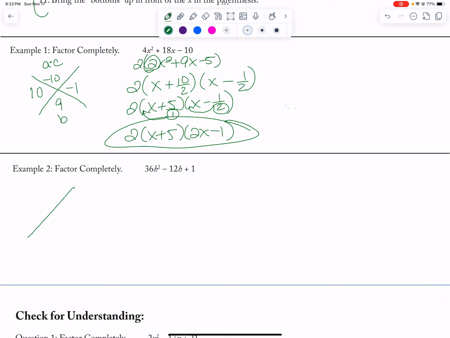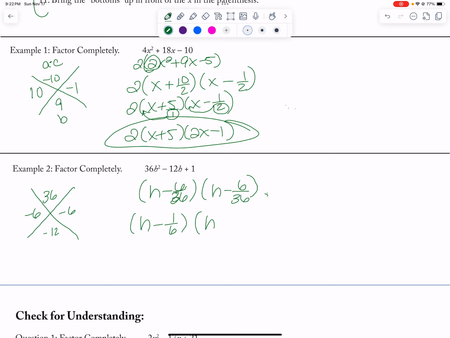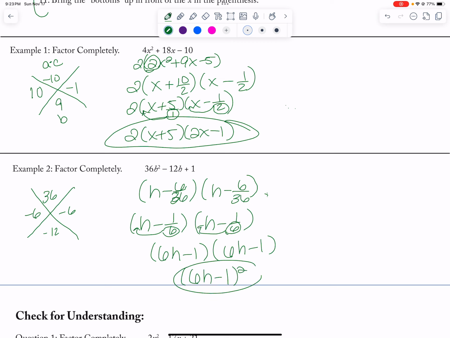Okay, so we do the same exact thing. 36 in the top and negative 12 in the bottom. So that's negative 6 and negative 6. So I have h minus 6, and I'm dividing everybody by 36. And I reduce, so that's h minus 1/6, h minus 1/6. It is the same exact thing. So I'm going to bring what's in the bottom to the top, so that's 6h minus 1 and 6h minus 1. And then because they're the same exact thing, this is 6h minus 1, the quantity squared.